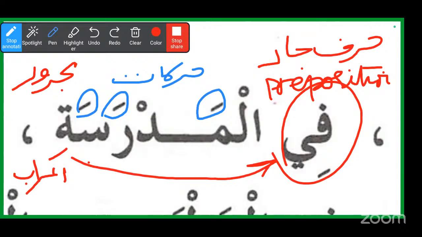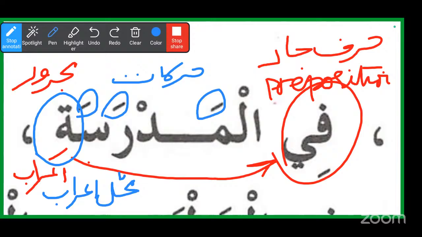And then مجرور. The last letter we saw here is called the mahall i'rab, the place of i'rab. The letter ta is the place of i'rab.